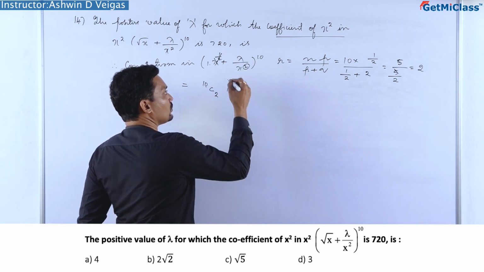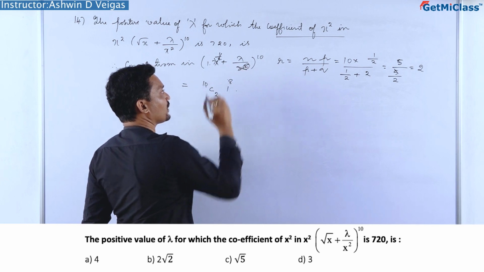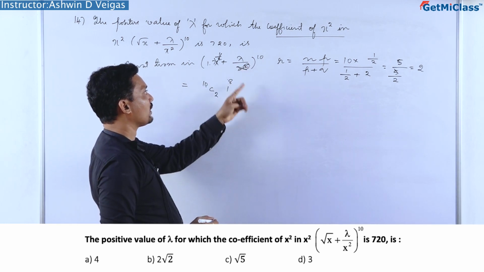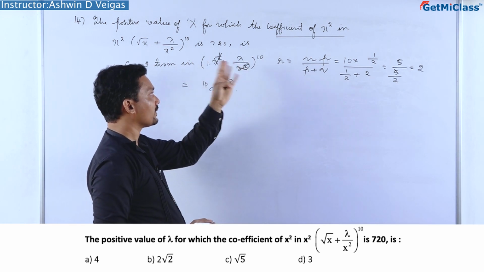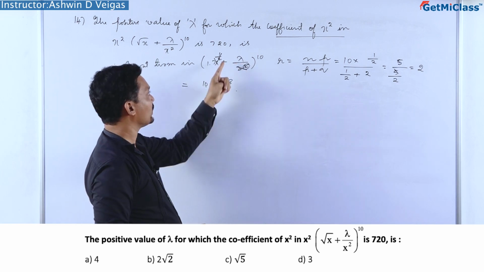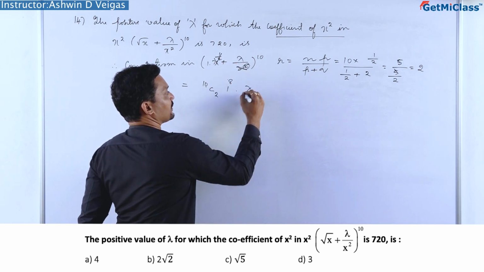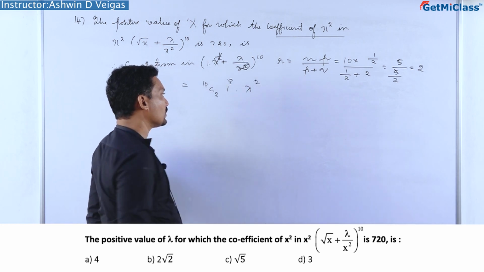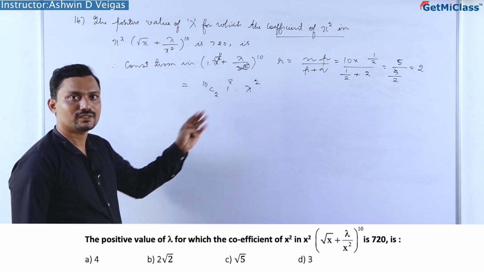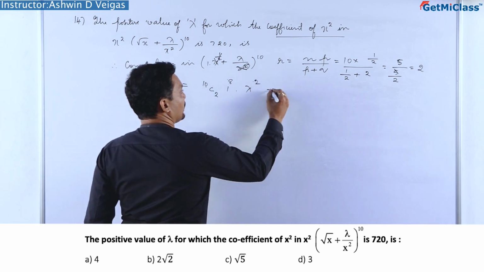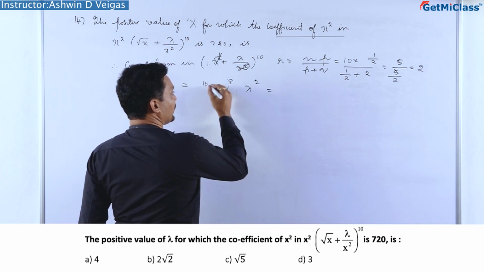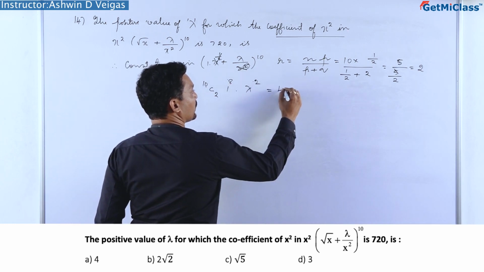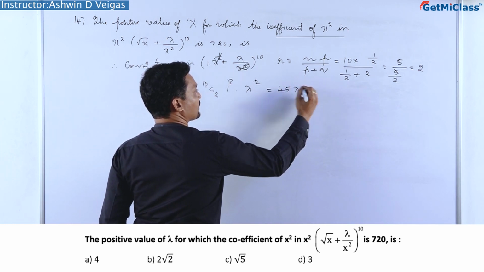Now, again you have to do the same thing here: the x term you have to cancel. Other than those x terms, what is left is plus lambda. Now, this power should be r, that is 2. So, this will be the constant term of this expansion. 10 c 2 is actually 10 into 9 by 2 into 1, so it will become 45 lambda square.